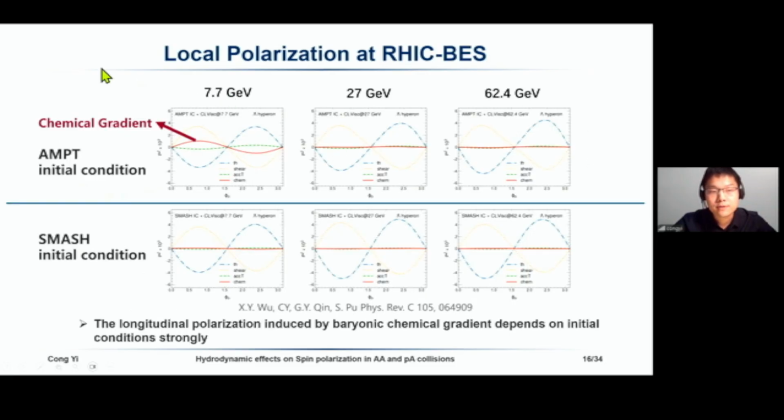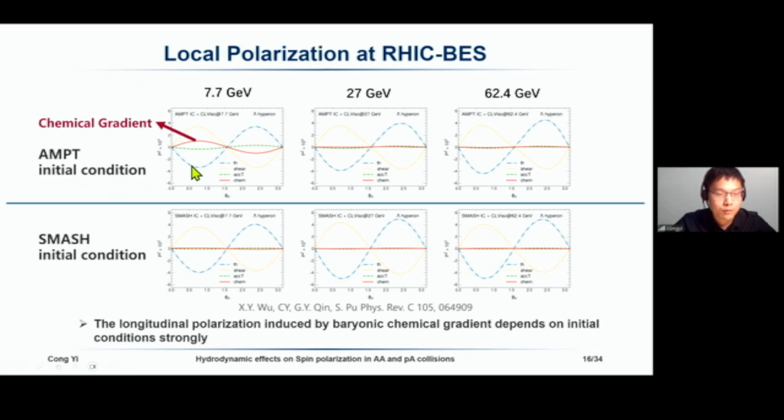We have also studied these hydrodynamic effects on the local spin polarization at the RHIC beam energy scan region. They are our numerical results about the spin polarization along the beam direction as a function of azimuth angle. The three upper figures are the results with the AMPT initial condition, and the figures in the lower panel are the results with the SMASH initial condition.